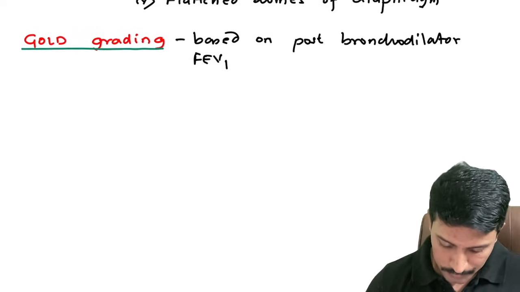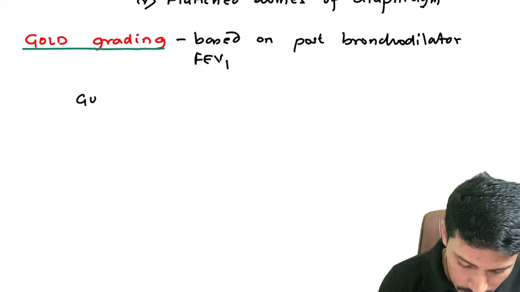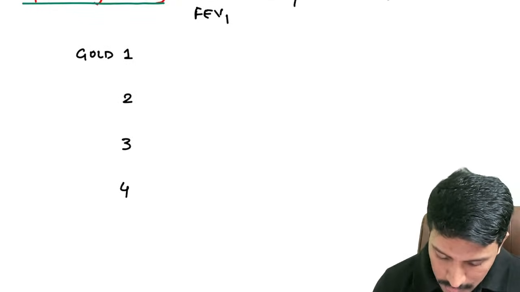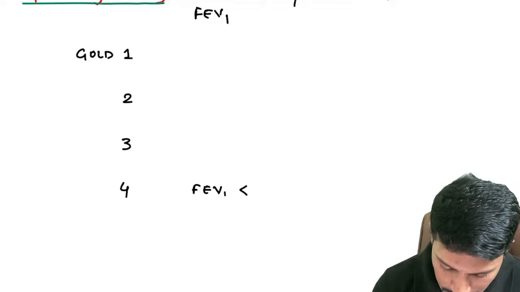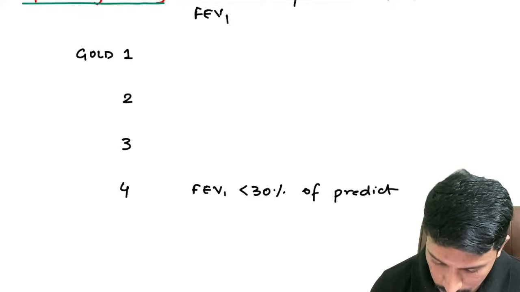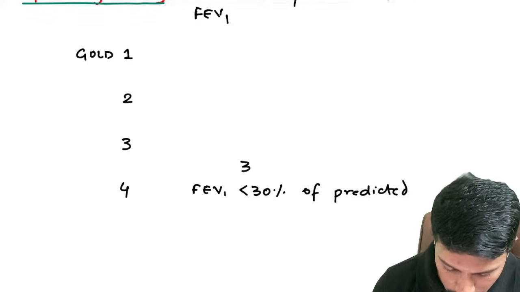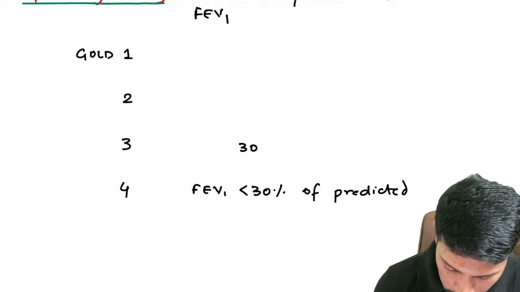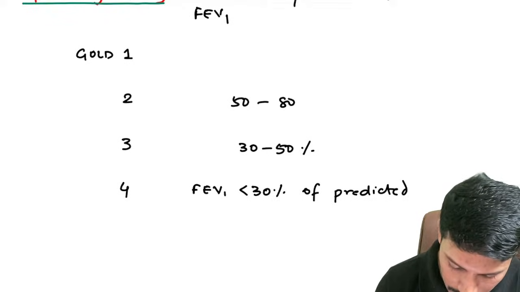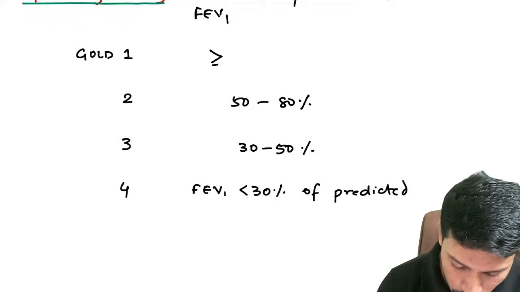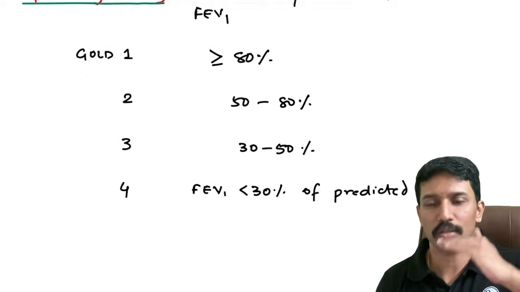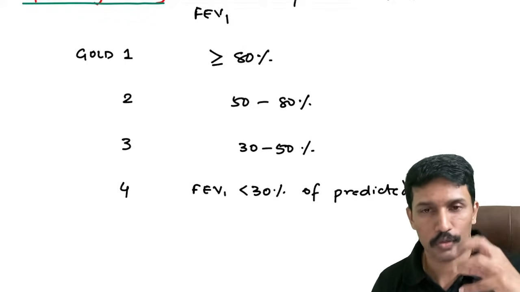Okay, so the first is GOLD grade 4. I'll start from the bottom, which is easier to remember. GOLD grade 4 is when your post bronchodilator FEV1 is less than 30% of predicted value. If it is between 30 to 50%, we call it GOLD grade 3. If it is 50 to 80%, we call it GOLD grade 2. And if it is more than or equal to 80%, we call it GOLD grade 1. So easy to remember. Start at the bottom: less than 30%, 30 to 50, 50 to 80, and more than 80.